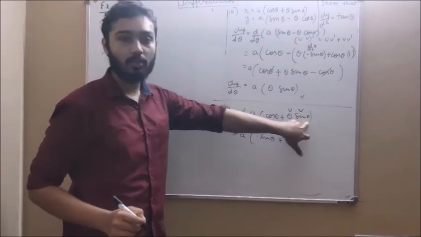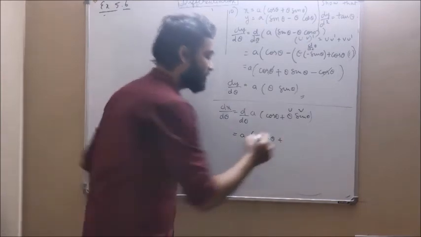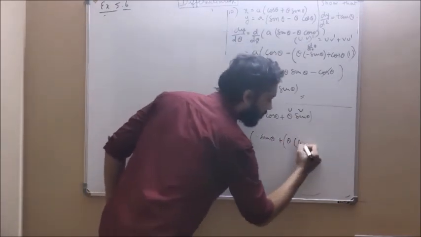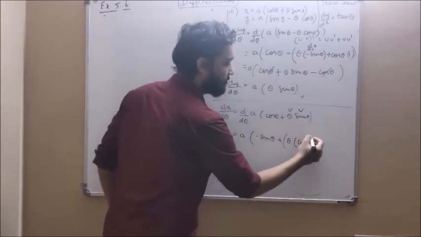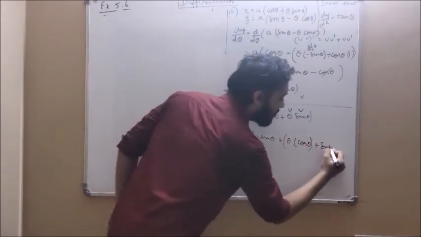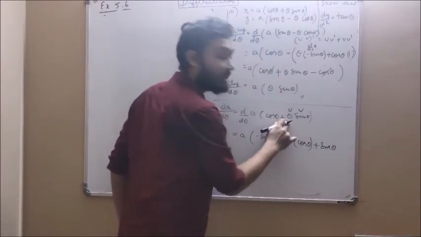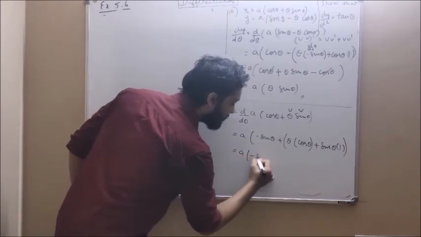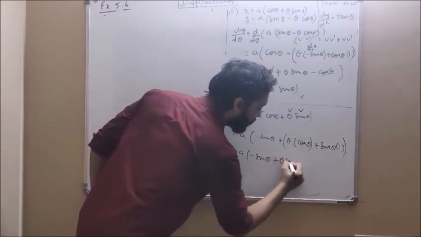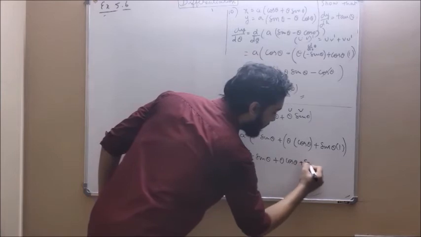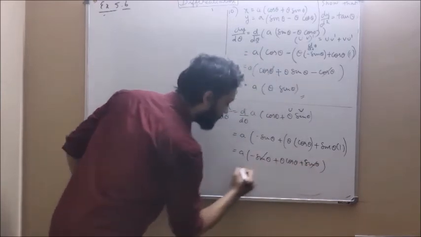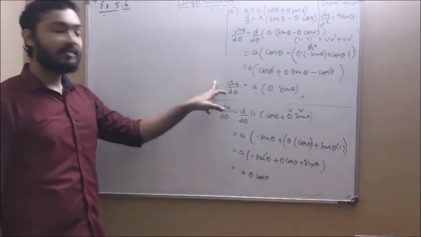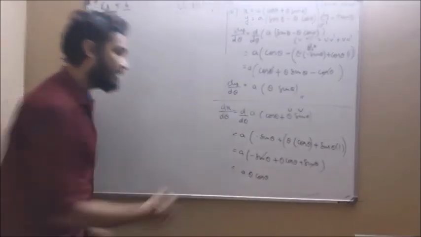It is nothing but the UV rule. So first function into differentiation of second function. So it is theta into differentiation of sin theta. Differentiation of sin theta is cos theta, plus second function sin theta into differentiation of first function. d by d theta of theta is 1, so into 1. So it is a into minus sin theta plus theta cos theta plus sin theta. Sin theta and sin theta will cancel. What you get? a into theta cos theta. So this is dx by d theta.